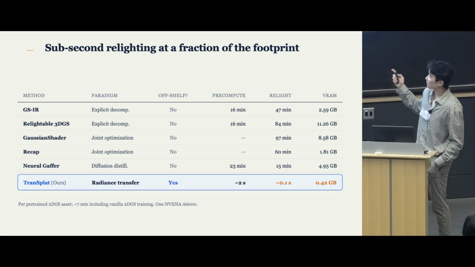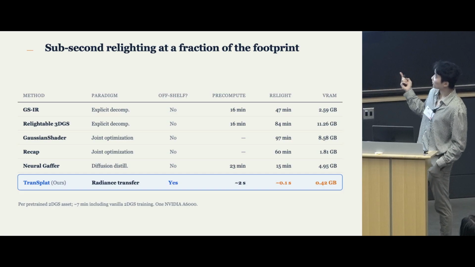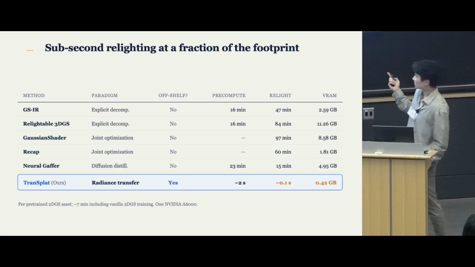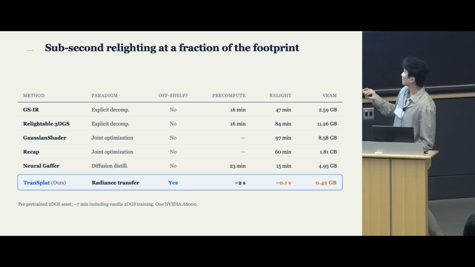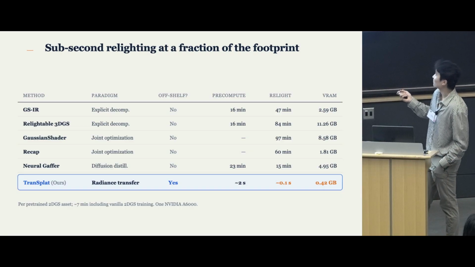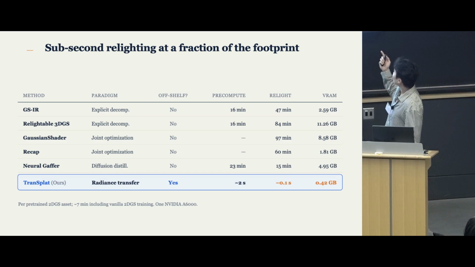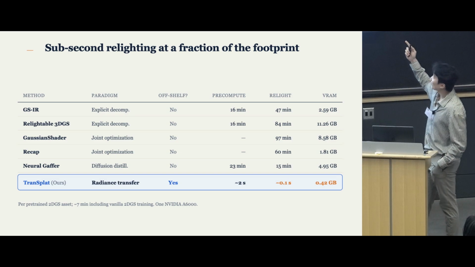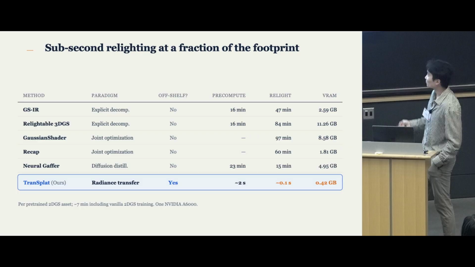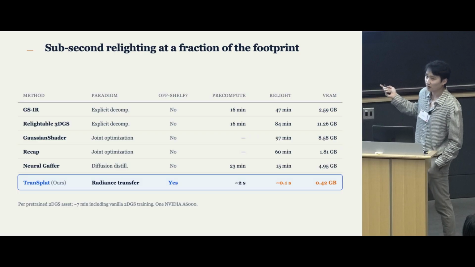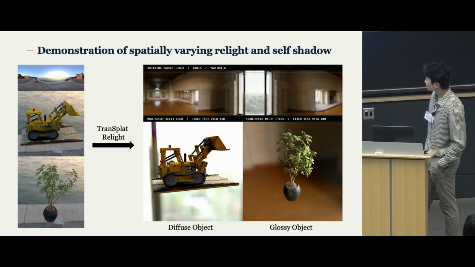And you can see here on the table, it really shows how lightweight we are compared with these baselines. With just a 2-second pre-computation, a relighting time much less than 1 second, and a VRAM requirement of less than 0.5 gigabytes, these other methods have way bigger overhead, and they're just not meant for any real-time application.